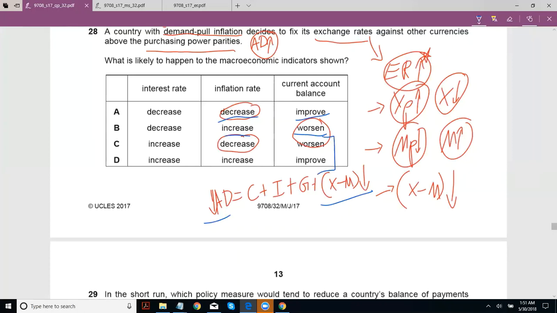So you can narrow it down to C or D, but since we already figured out the current account balance should be worsening, you can go ahead and pick C. Which means your interest rate should increase.